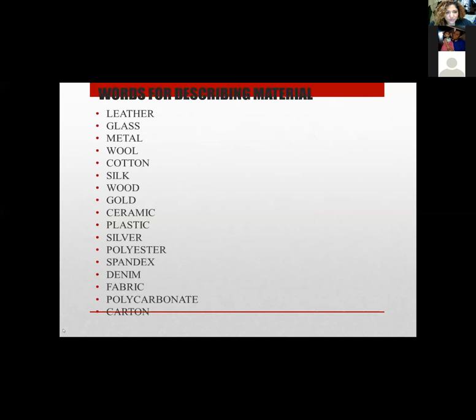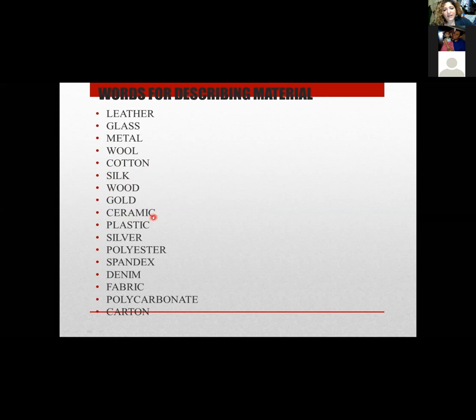Aquí está. This one is the vocabulary. All right? So okay. For example, you have the word leather. Esta significa cuero. Glass is vidrio. Metal. Esta se parece al español, right? Metal. Wool. This one is lana. Cotton, which is algodón. Silk, which is seda. Wood, which is madera. Gold, oro.